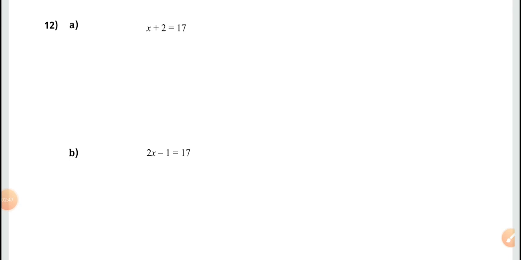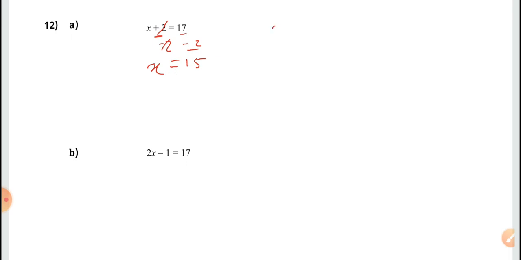Question 12. We want to solve the equation x plus 2 is equal to 17. So we need to get rid of this plus 2. How do you get rid of plus 2? We have to take away 2 on both sides. So take away 2 here, take away 2 here. Copy the equal sign down. 17 take away 2 is 15. And here the plus 2 and the take away 2 cancels out, leaving just x. So we think x is equal to 15.